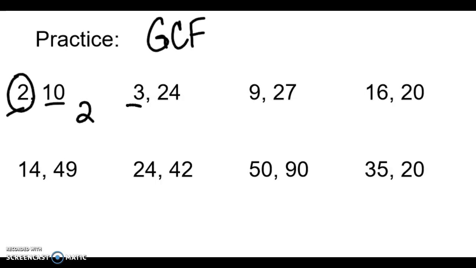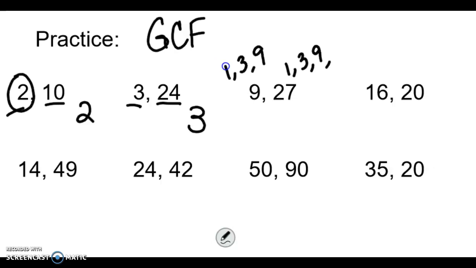Same thing here. 3 does go into 24 as well. 3 is the biggest thing that goes into both of them. When you get to bigger numbers, you kind of have to know your multiplication facts. List out the factors for both of the numbers until you find the one that matches. So for example, factors of 9: 1, 3, 9. Factors of 27: 1, 3, 9, 27. I noticed that they both share 9, so that's my greatest common factor. Again, it was the smaller number in this case, but I have to think about all the factors that make those numbers up and find the biggest one that they share.